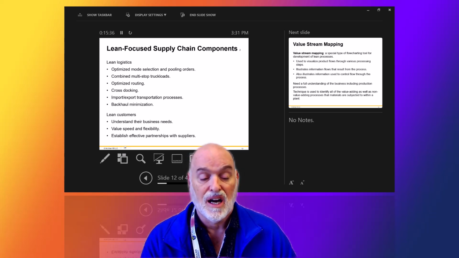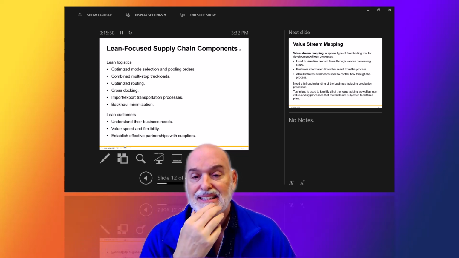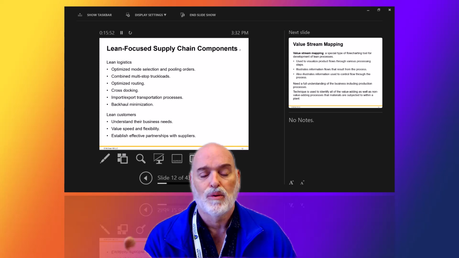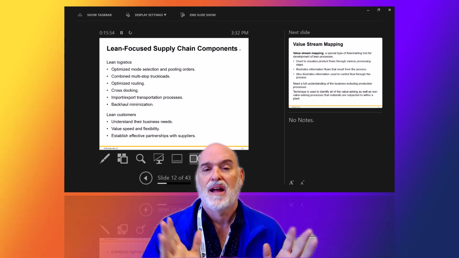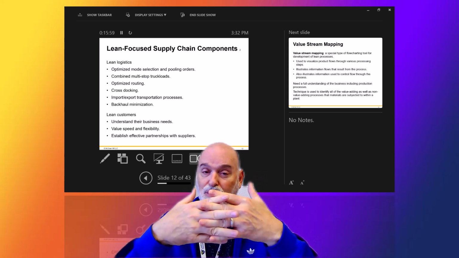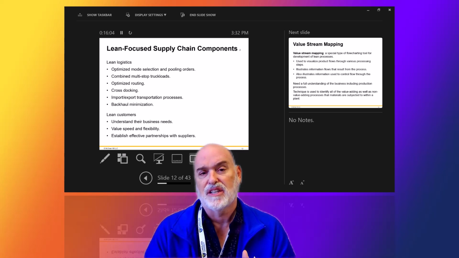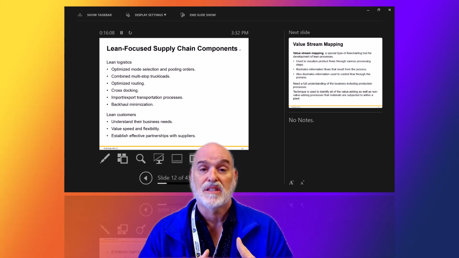Lean customers understand their business needs, value, speed, and flexibility. It's important. Must establish effective partnerships with your supplier. You're both in this together, and it's gone is the day when a supplier would just drop off the goods and wouldn't be involved. You're aligned with your suppliers to make sure they are fulfilling your orders, and they are fulfilling your orders in a timely process.